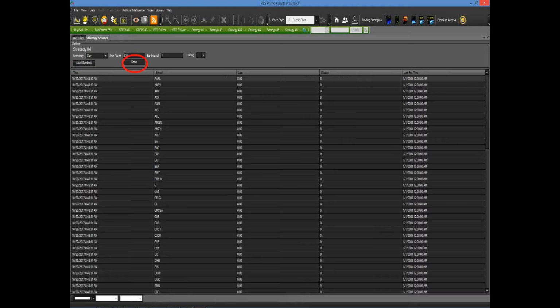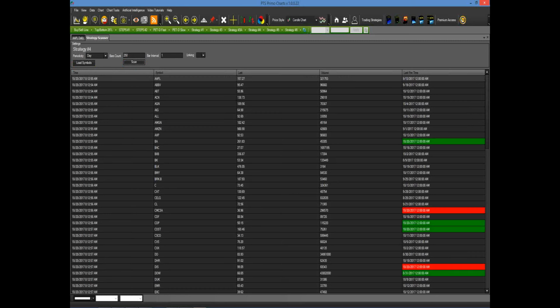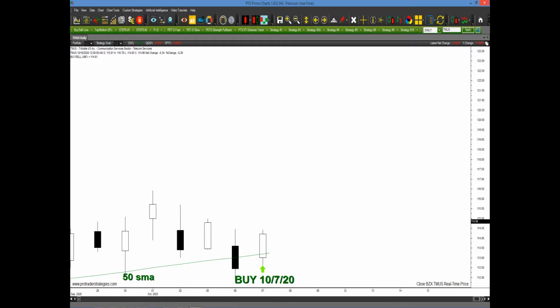Now, just click on scan, and in a matter of seconds, you'll see green horizontal bars and red horizontal bars. The green horizontal bars means there's a buy signal in the corresponding market. The red means there's a sell signal, okay? So let's look at this chart. This was on the 7th, a couple of weeks ago. You could have scanned for TMUS, okay, T-Mobile. And you would have seen that there was a buy signal generated.